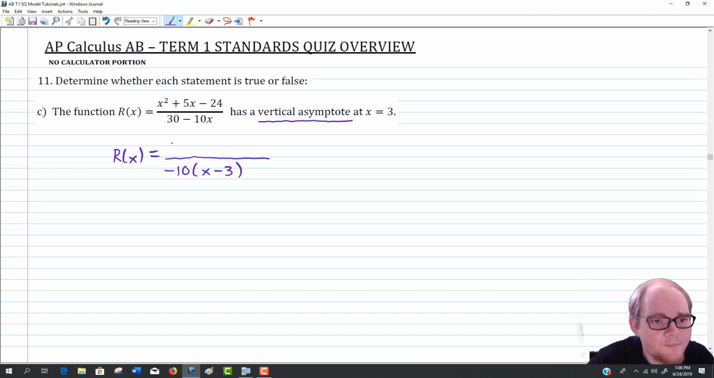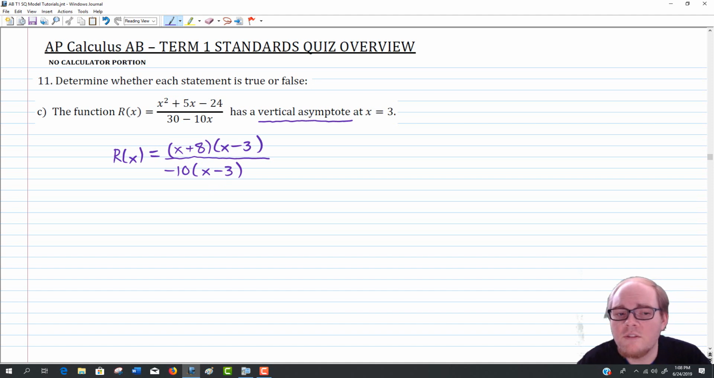The numerator, though, let's say we want to multiply to negative 24 and add up to 5. I'm thinking that's going to be x plus 8 and x minus 3. So this is actually super important information. What we've just shown is that x minus 3 is a factor in the numerator as well as the denominator. So in fact, those two things divide out, meaning that r of x is actually equivalent to a function x plus 8 over negative 10 for all x values except for 3.